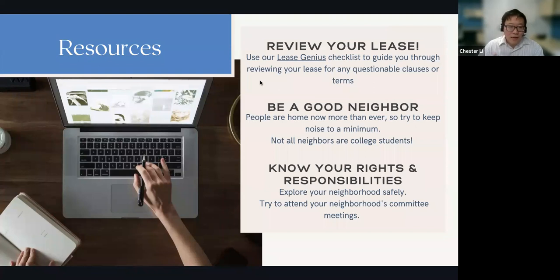And a lot of the lease terms, as you saw before, the trash, the noise, just have a lot to do with being a good person or a good neighbor.